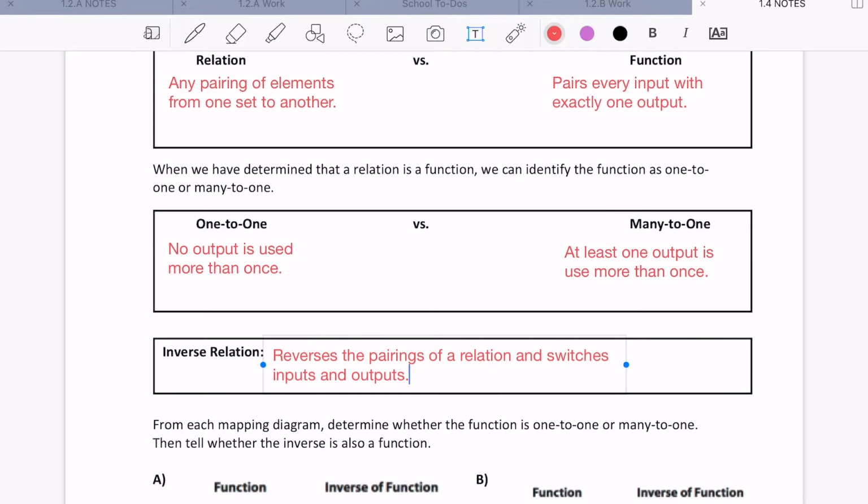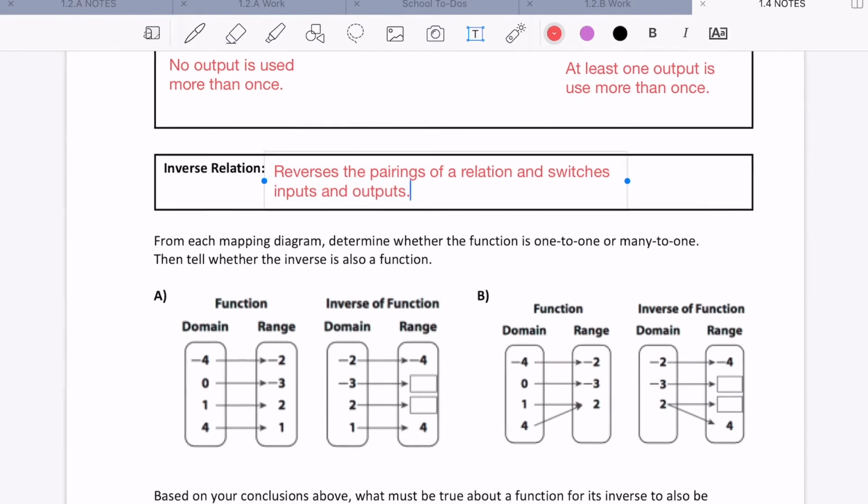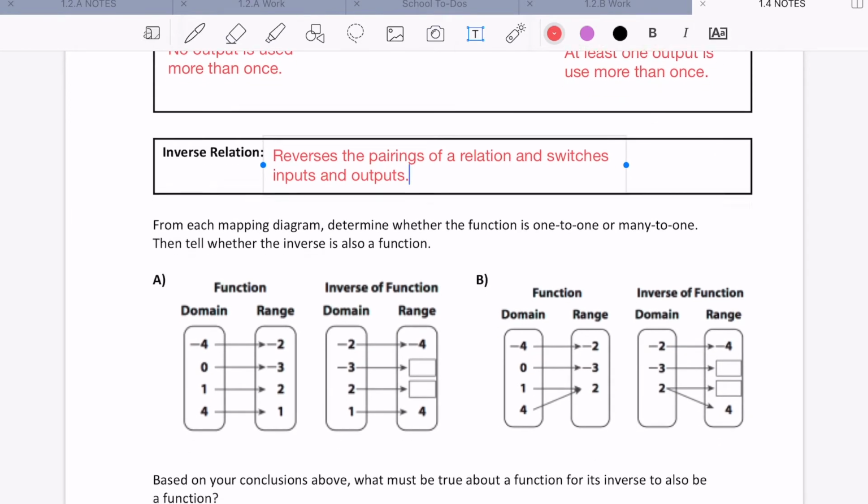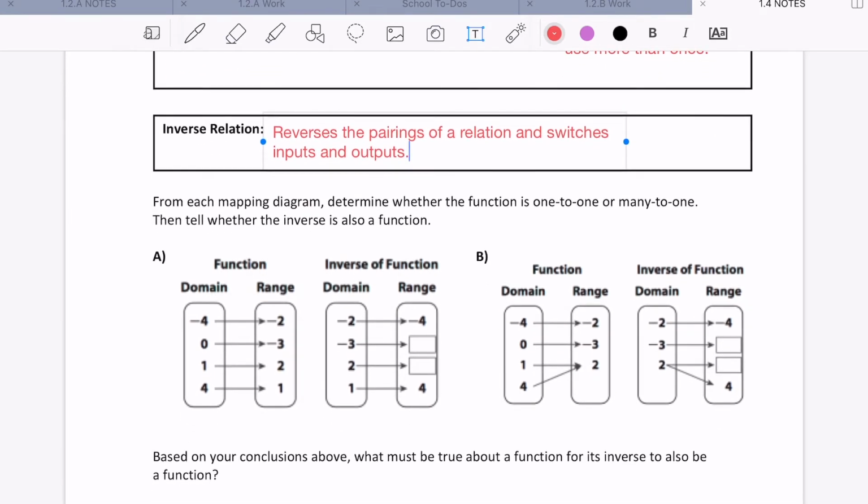Okay, so let's go ahead and look at some examples here. It says, from each mapping diagram, determine whether the function is a one-to-one or many-to-one. Then tell whether the inverse is also a function. So if we look at this first example, our domain, or the inputs, are -4, 0, 1, and 4. And then we have the range listed. We have -2, -3, 2, 1.